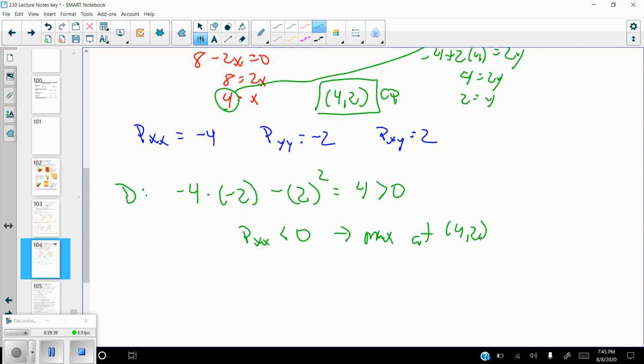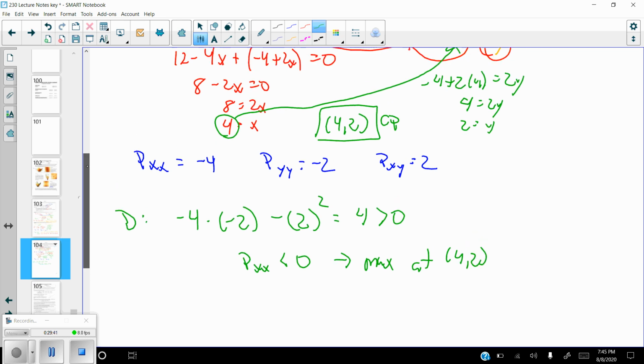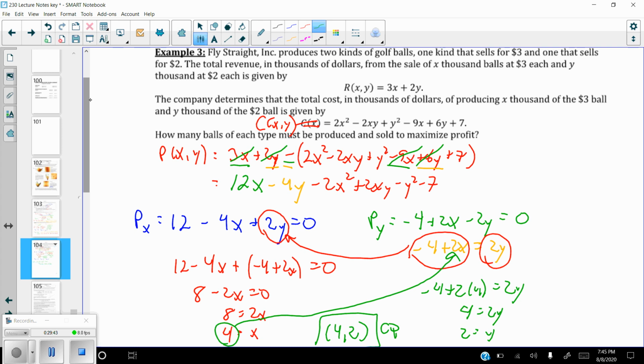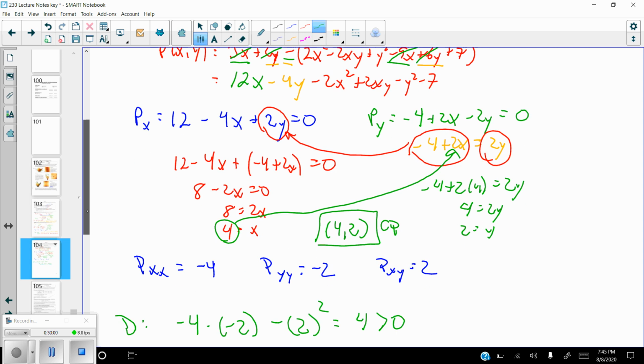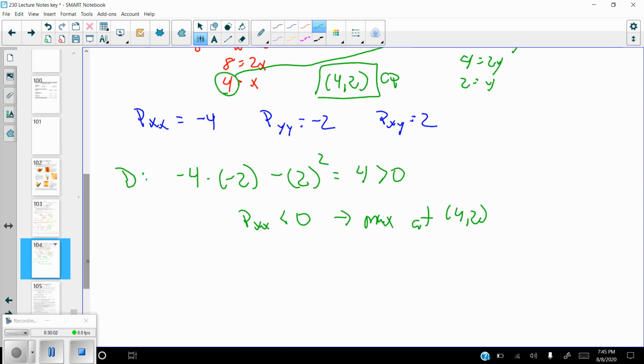Now, because it's a word problem, let's just double check that we're actually answering the question. How many balls of each type must be produced to give the maximum profit? Oh, it just says 2 kinds of golf balls. So if it gave us names, we'd have to go back to the names. We have to sell 4 of the X type and 2 of the Y type. And that's it.